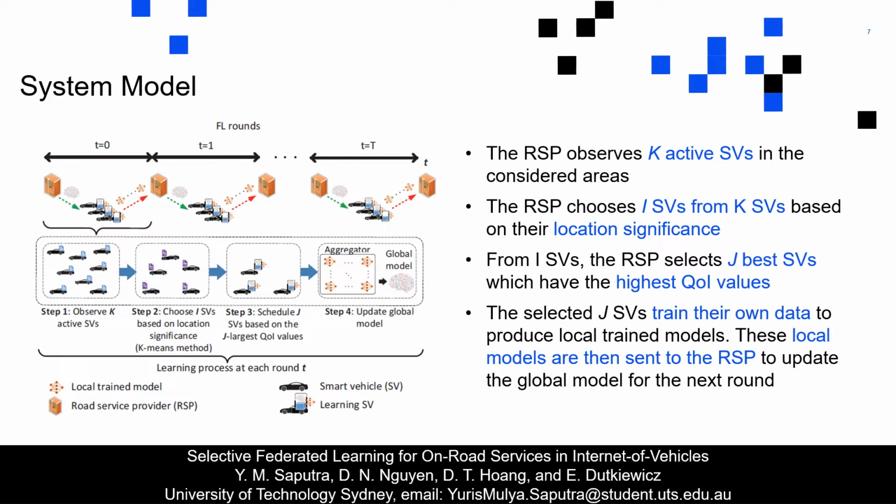So first, we need to observe a k number of active SVs in the network in the considered area, and then we can choose I SVs from these k active SVs based on the significant areas. The significant areas will be classified using the k-means algorithm. Then for step 3, we can further choose J SVs, which is a subset from the I SVs, based on the J largest quality of information values. In this case, we can choose high quality of information SVs, and then finally we can execute the FL process to update the train and also the global model at each learning round.